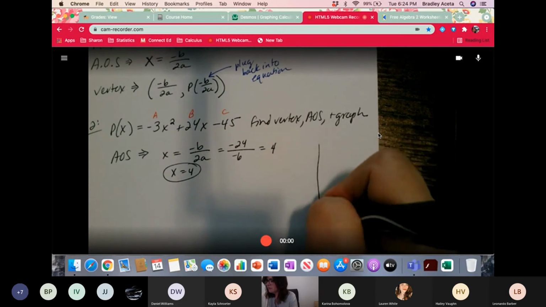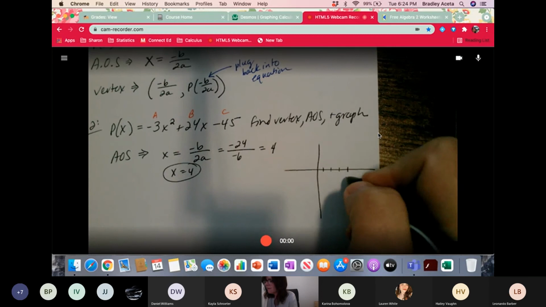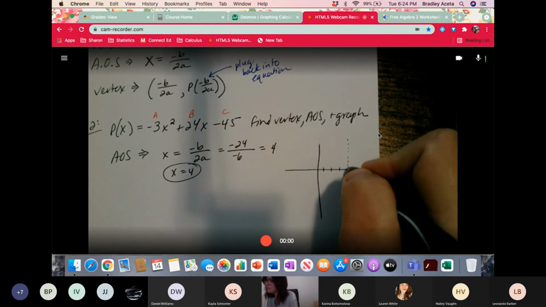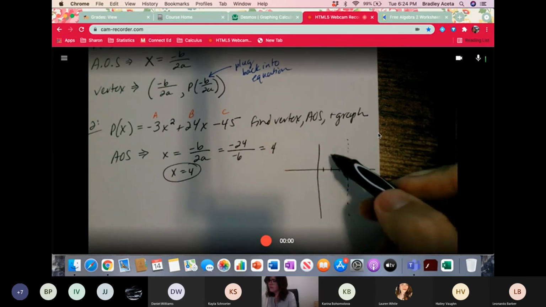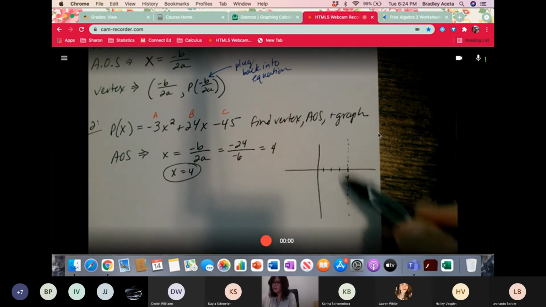So I'm just going to give a little sketch right here. 1, 2, 3, 4 on the x. And then just make a little dashed line. So I know my parabola is either going to smile along this line, or go upside down along this line, somewhere along this line.